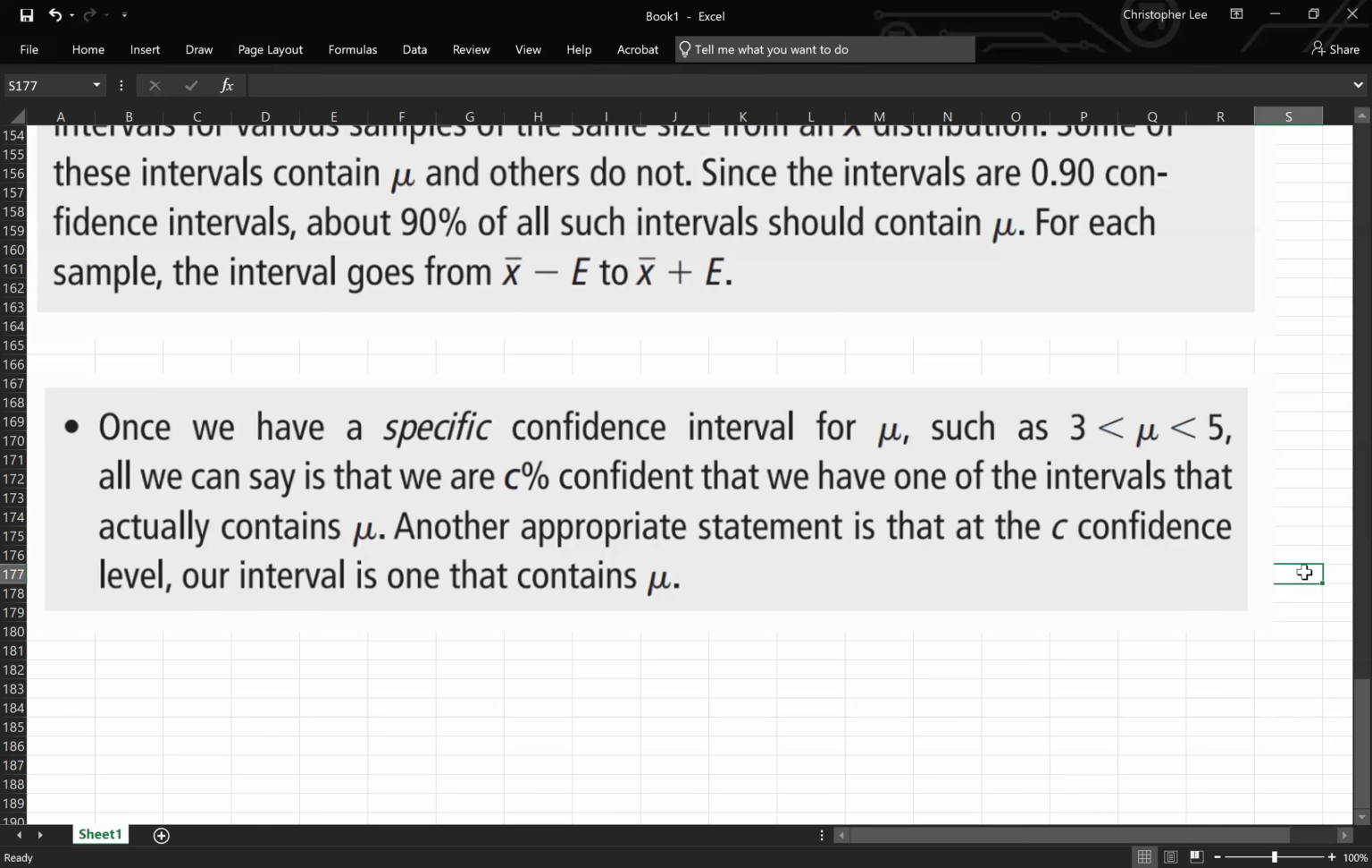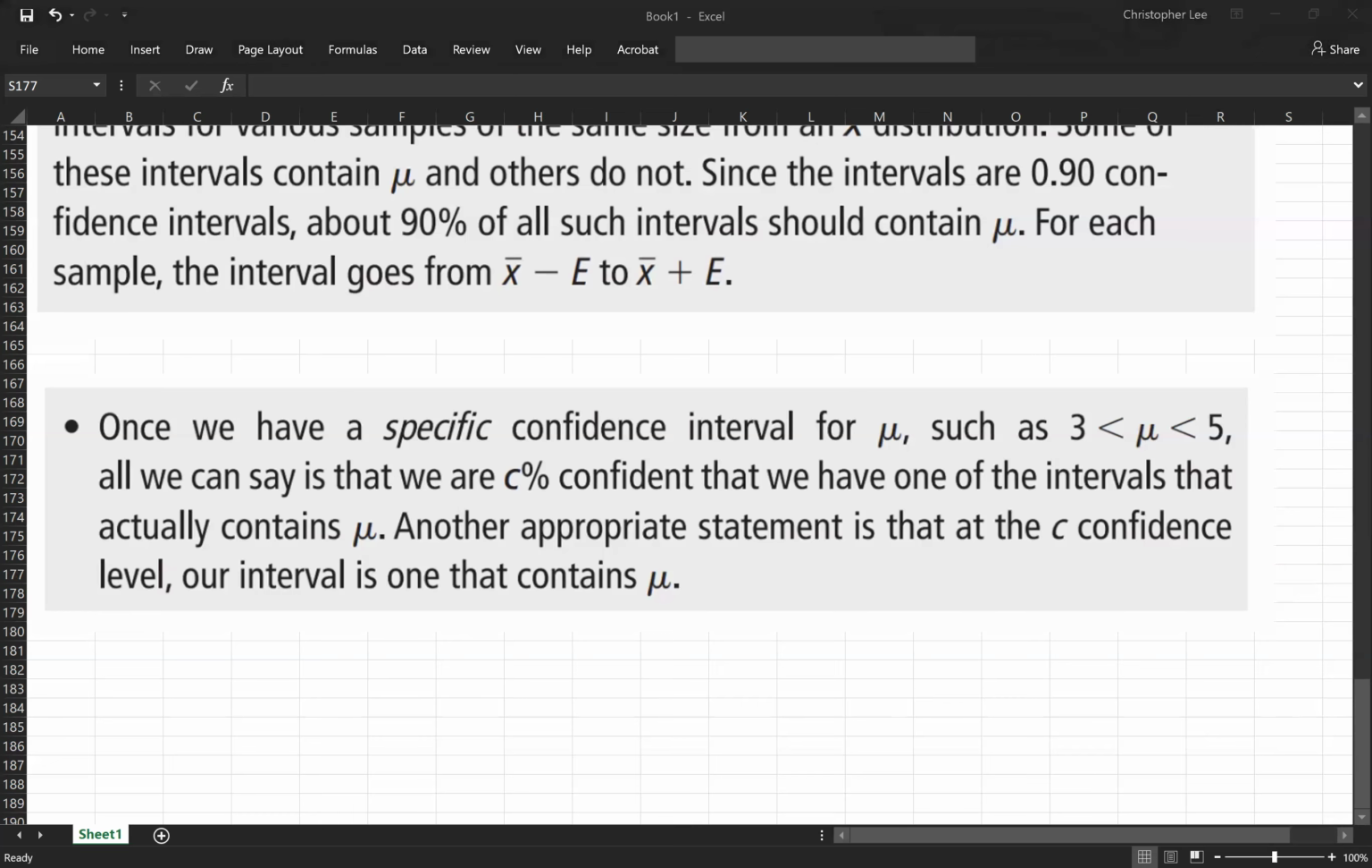Once we have a specific confidence interval for the population mean, such as 3 less than the population mean less than 5, all we can say is that we are confident, or percent confident, that we have one of the intervals that actually contain the population mean mu. Another appropriate statement is that at the C confidence level, our interval is one that contains the population mean mu. That one is actually my favorite. So let me show y'all a little graph real quick just to put this into perspective.